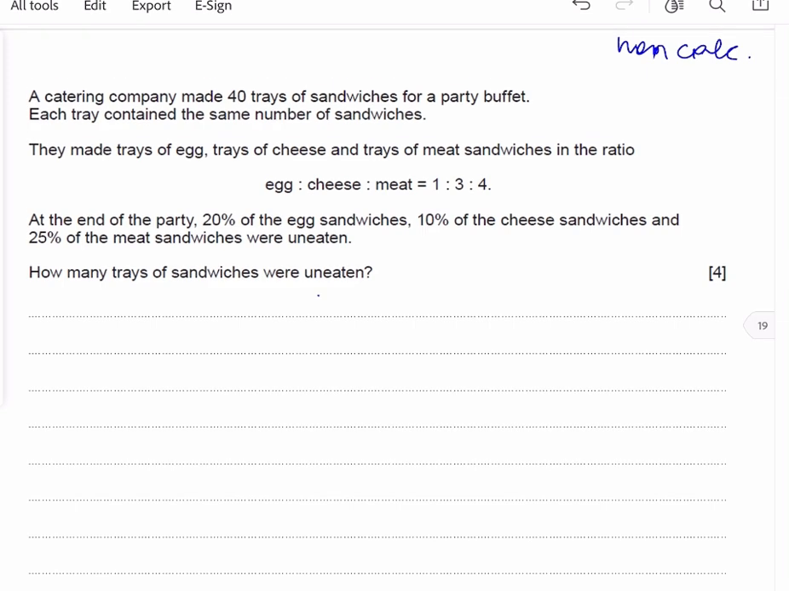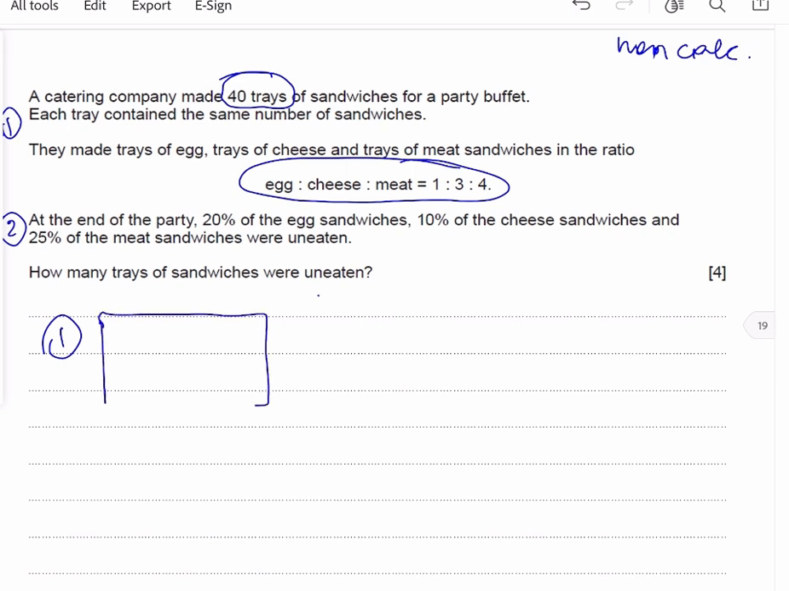Okay, let's look at this question now. It's a non-calculator question. A catering company made 40 trays of sandwiches for a party buffet. Each tray contained the same number of sandwiches. They made trays of egg, trays of cheese, and trays of meat sandwiches in a ratio 1 to 3 to 4. And we've got a second part. It's quite lots of numbers in here. We're going to look at the first part first.